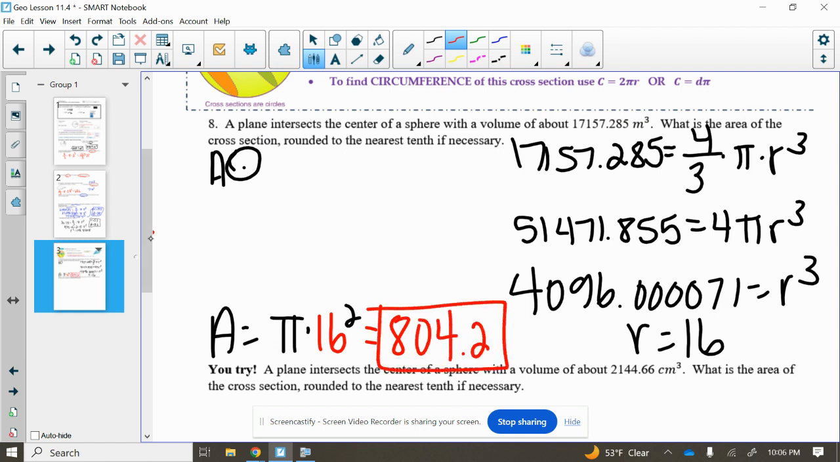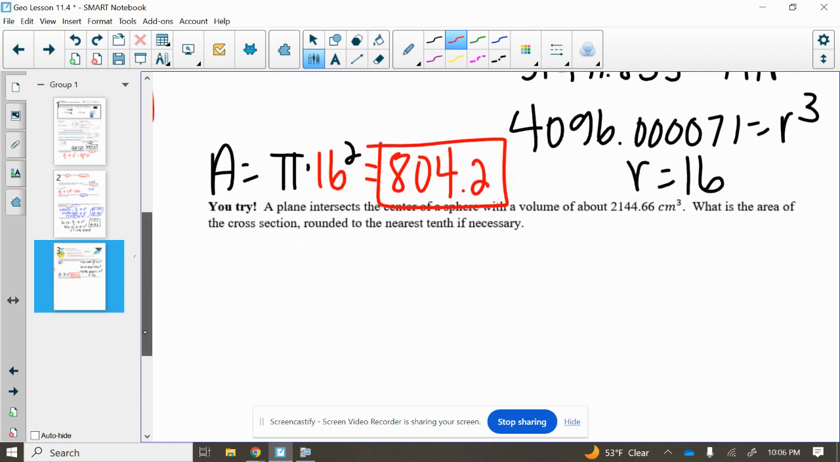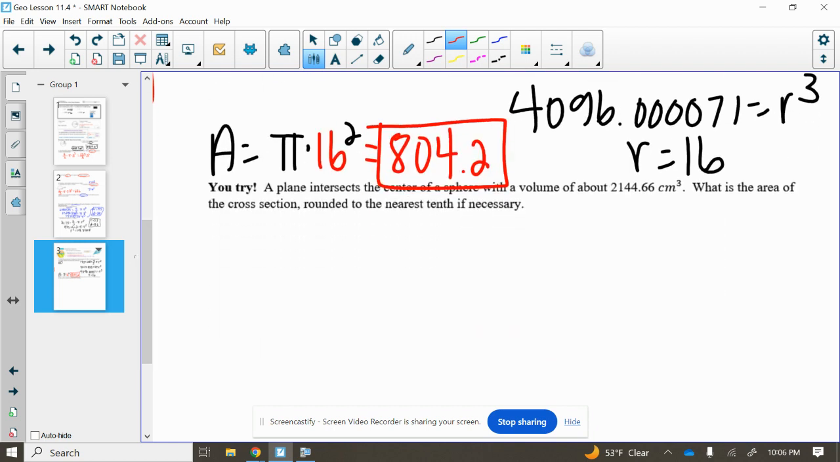All right, it is your turn on this last one. You are working backwards first to solve for the radius. And then again, your final answer should be the area of your circle after plugging in your r value.